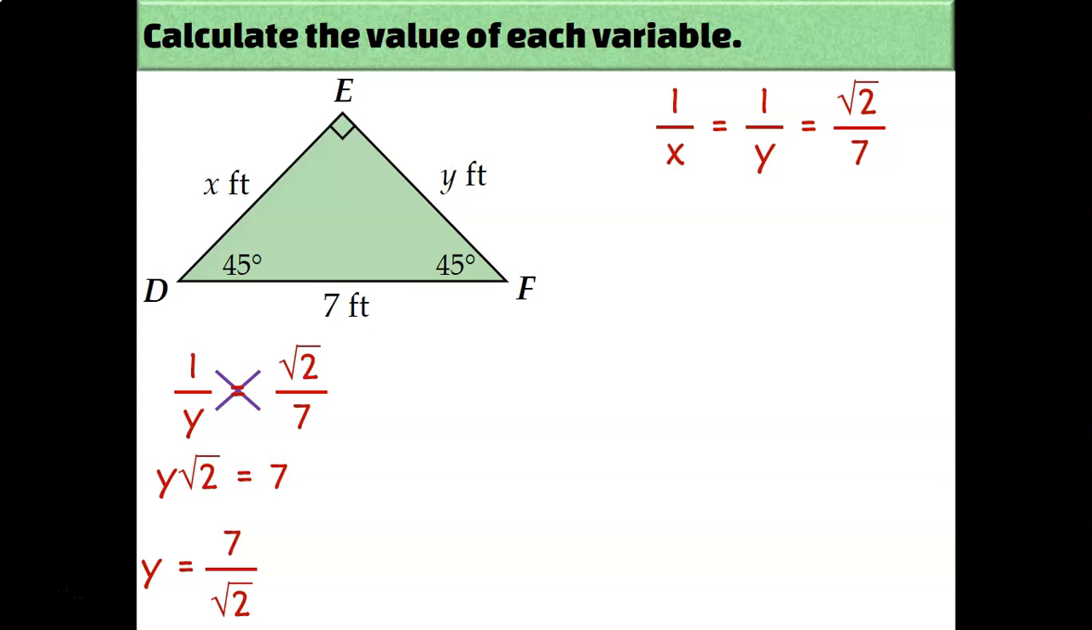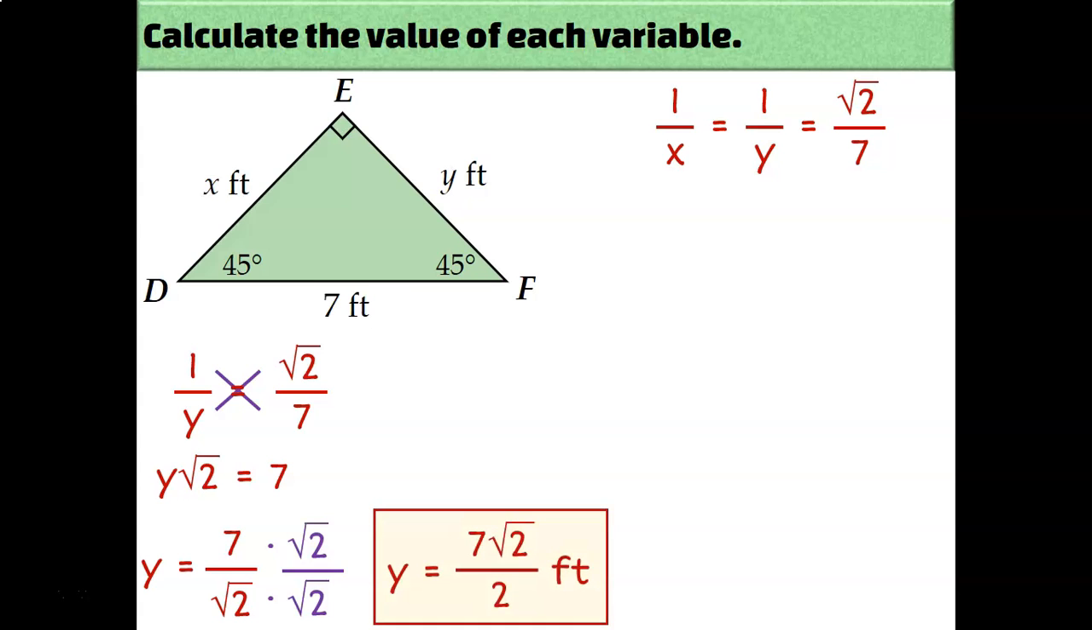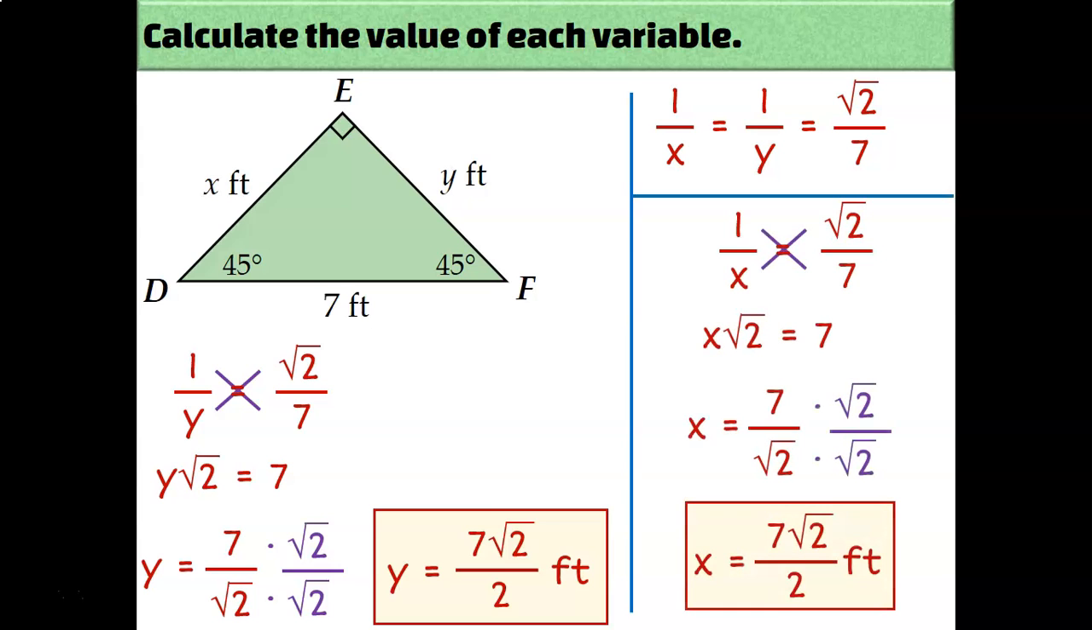But I can't leave it like that because that's a radical in the denominator, so I'll rationalize by multiplying both the numerator and the denominator by the square root of 2. So my answer is 7 root 2 over 2. And you could show all that work again if you want to for x, but since x and y are the legs of a 45, 45, 90 triangle, they must be equal to each other, so since y was 7 root 2 over 2, x must be 7 root 2 over 2 as well.